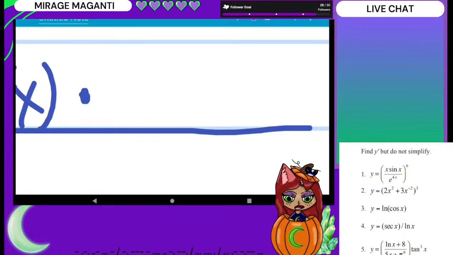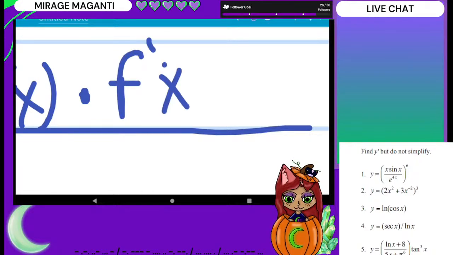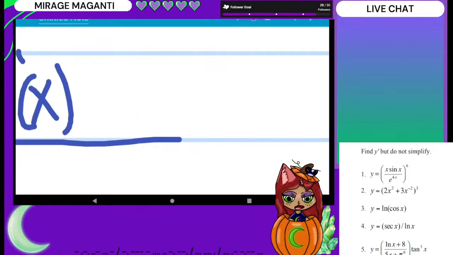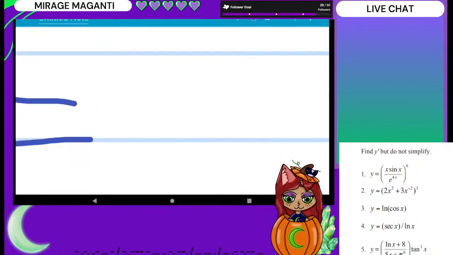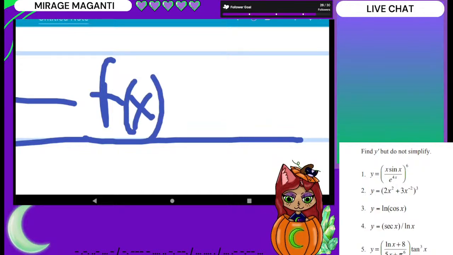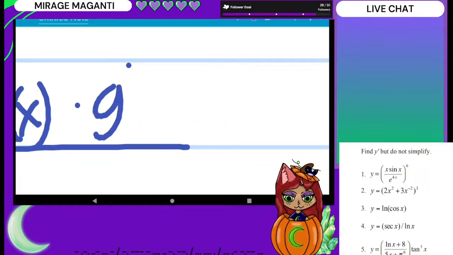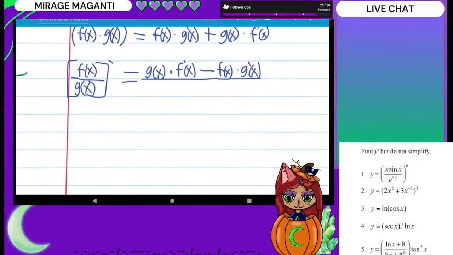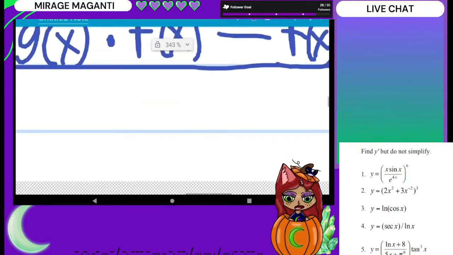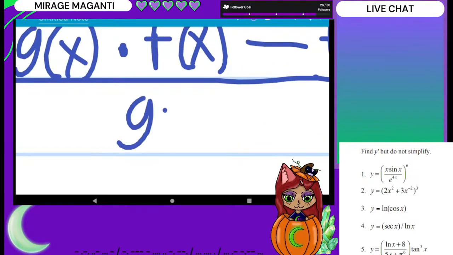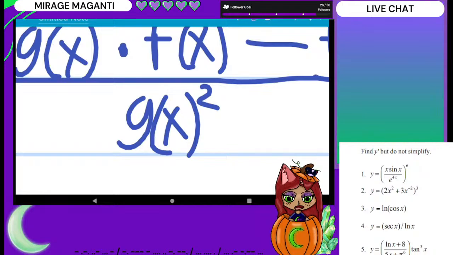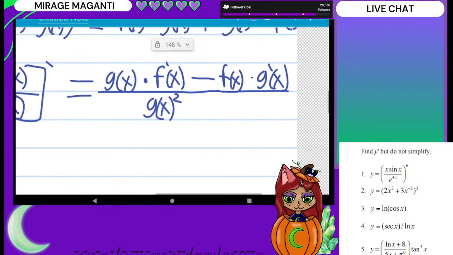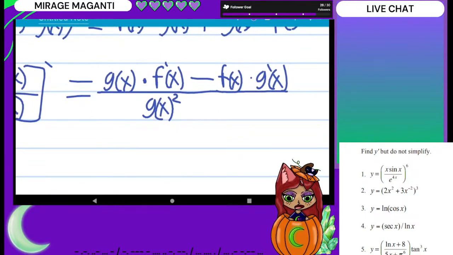We want to times that by our f prime of x. Then we're subtracting, not adding. We're subtracting this one. Subtract it by the f of x normal times our g prime of x. And now we're not done because we still have to do the bottom part, but the bottom part is super easy. Because the bottom part, we just take our g of x and we raise it to the power of 2. That's all we have to do if it's a quotient rule.